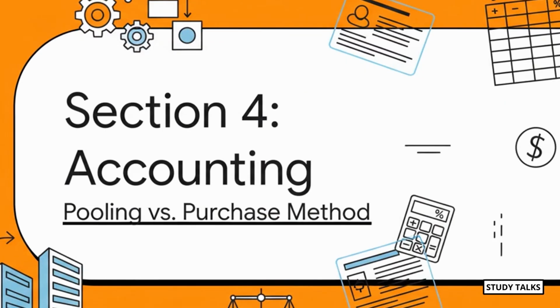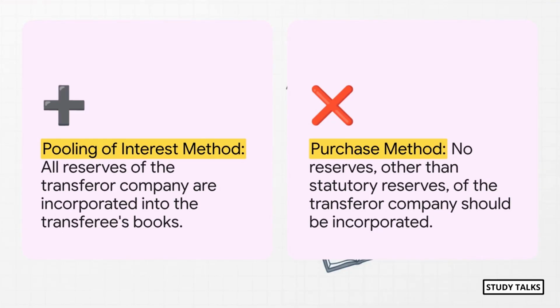So, Section 4, we figured out if we're dealing with a merger or a purchase, and we've calculated the price tag, the PC. Now we get to see how the actual accounting entries play out under those two very different paths. This slide is absolutely crucial for your balance sheet. Under the pooling of interest method, which you use for a merger, you literally pool everything together. You absorb all of the old company's reserves, general reserve, P&L account, all of it, into your own books.